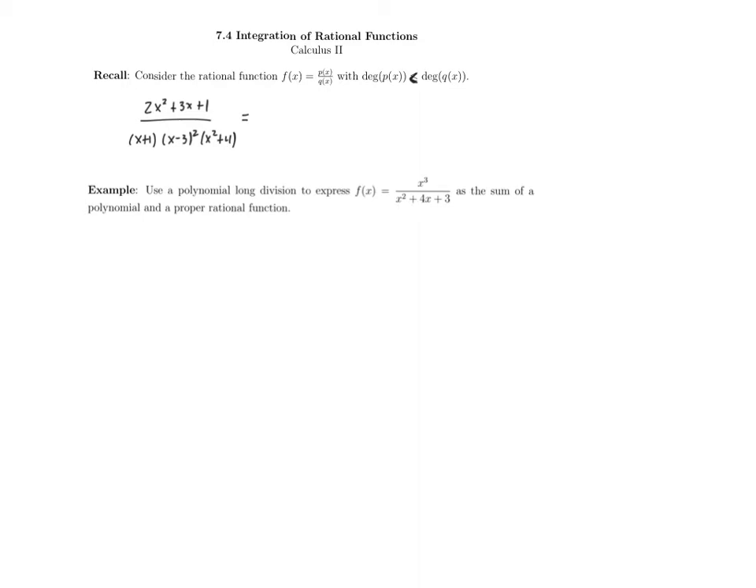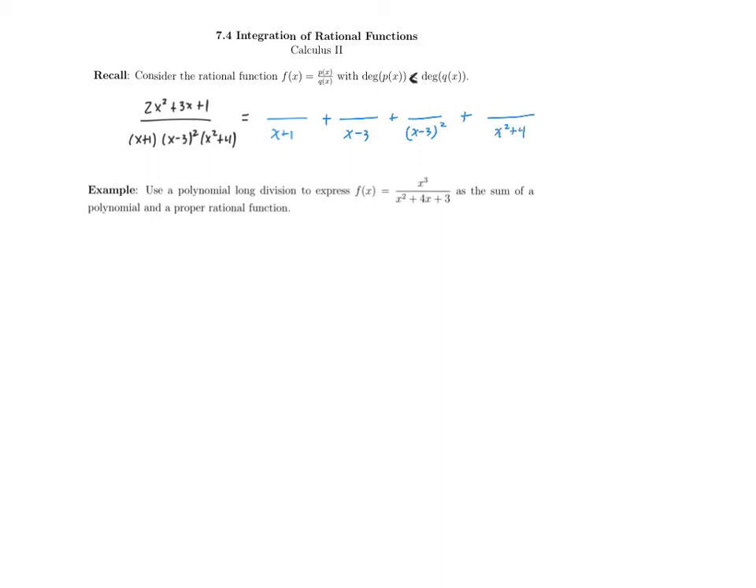And as a reminder, each and every factor corresponds to a term in the PFD. So in this case, there would be 4 terms in the PFD. 1 for x plus 1, 1 for x minus 3, 1 for x minus 3 squared, and 1 for the irreducible quadratic. Writing this out, we have the x plus 1 term, a term corresponding to x minus 3, a term corresponding to x minus 3 squared, and a 4th term corresponding to x squared plus 4.